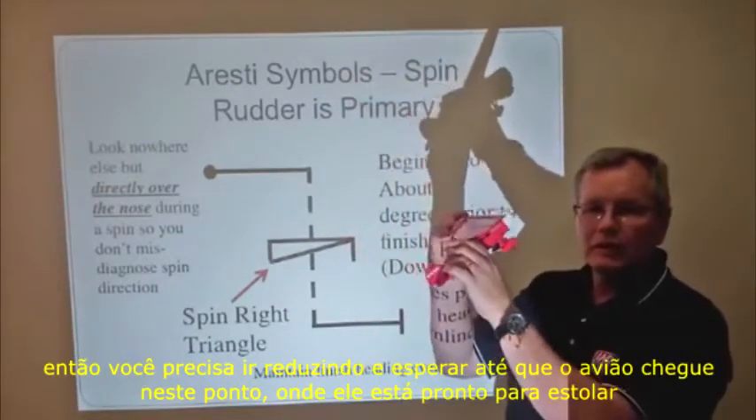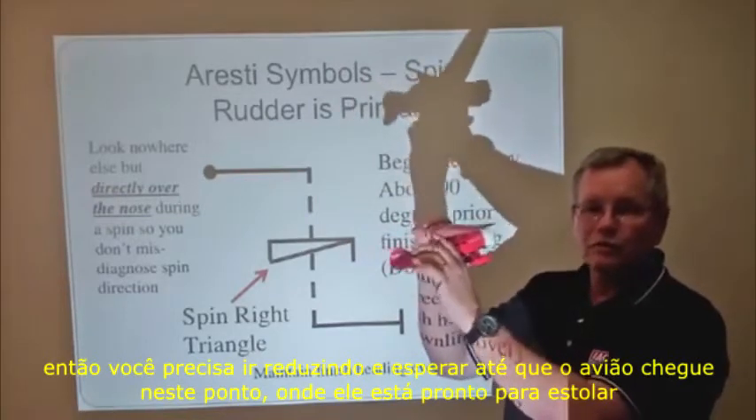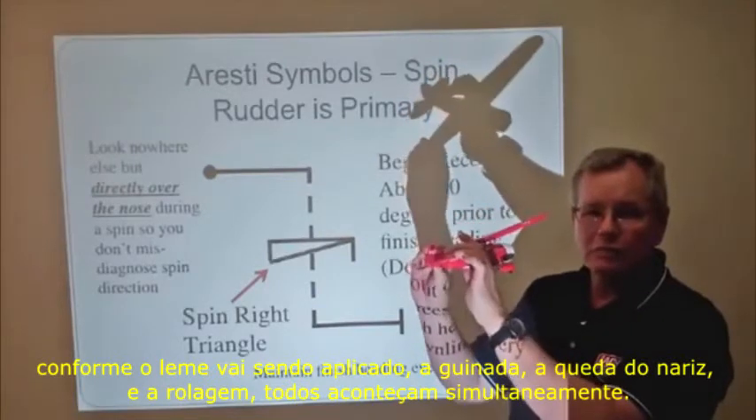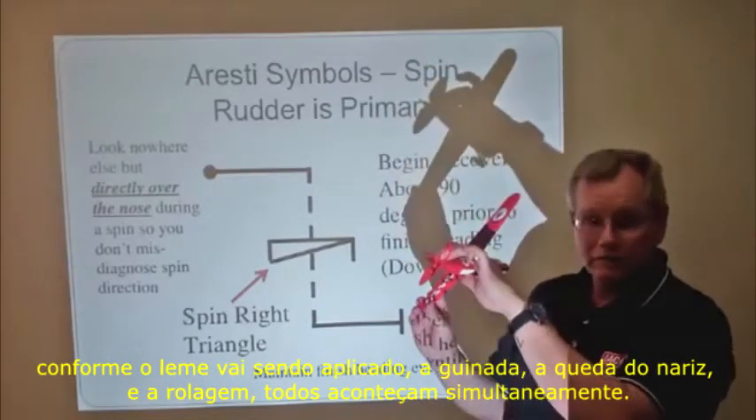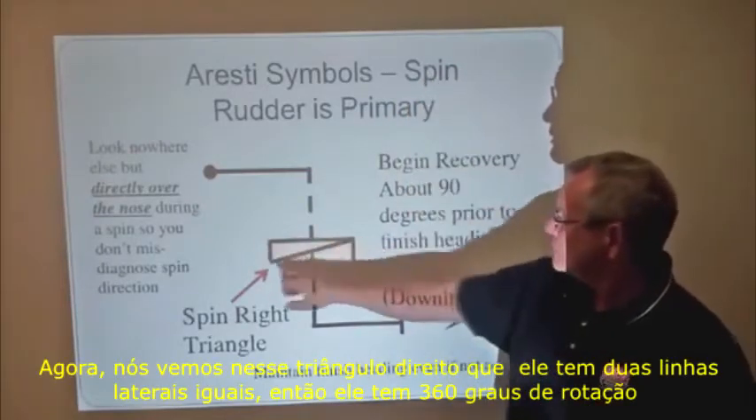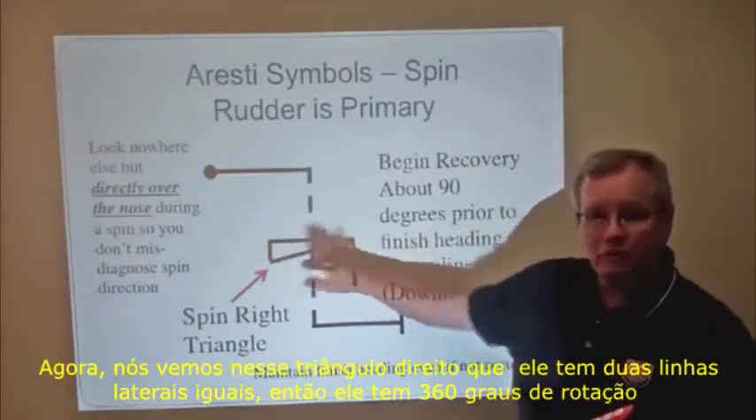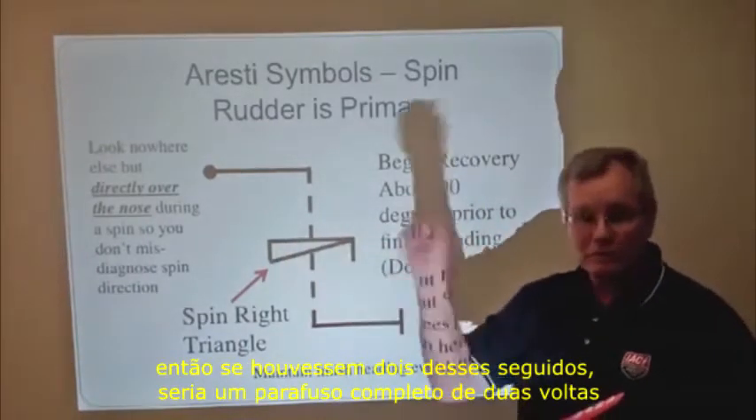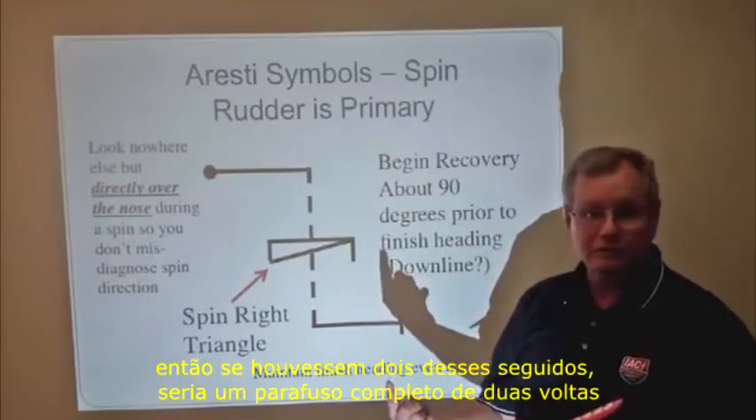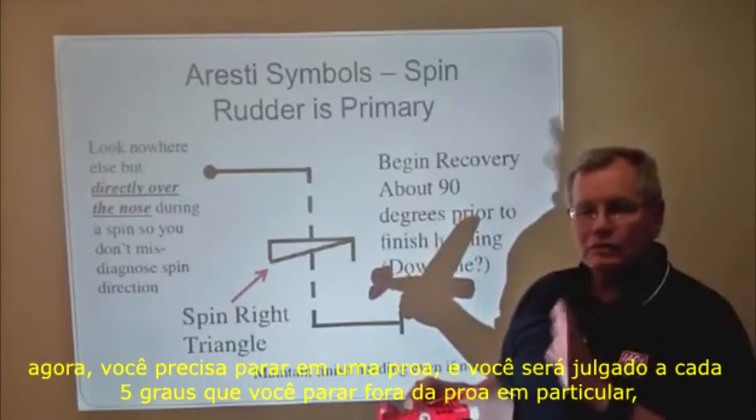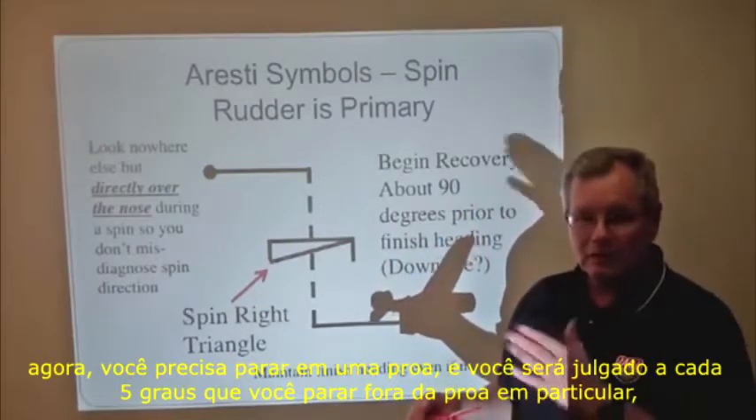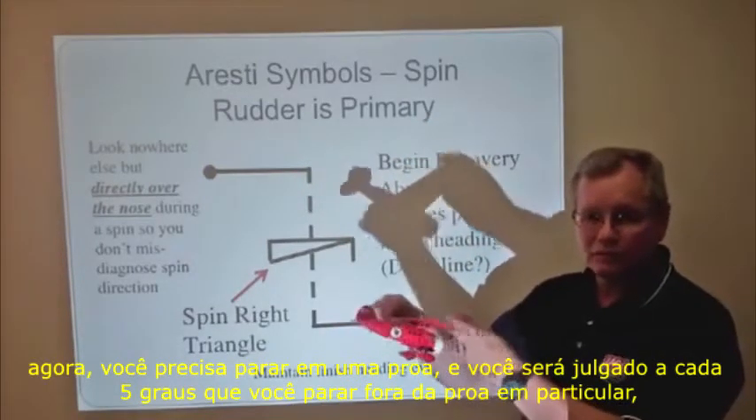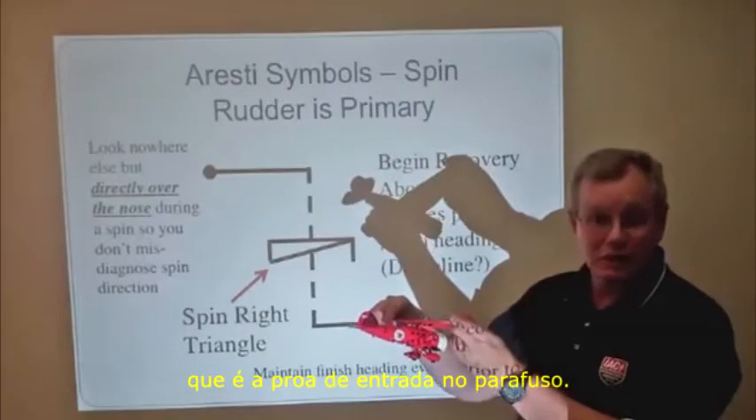So you need to be slowing down and waiting till the airplane is to that point where it's ready to stall, and then as the rudder goes in, the yaw and the nose drop and the rolling all happen simultaneously. Now, we can see that in this right triangle, it's equally on both sides of the line, so it's 360 degrees of rotation. So if you had two of these in a row, it would be a double rotation, a two-turn spin. Now, you need to stop on a heading, and you'll be judged every 5 degrees off that you finish off of the entry heading.